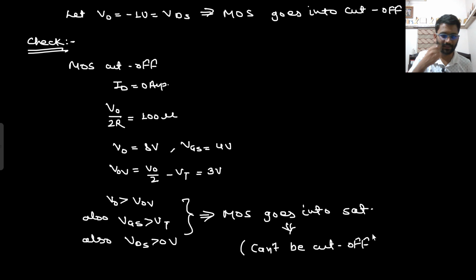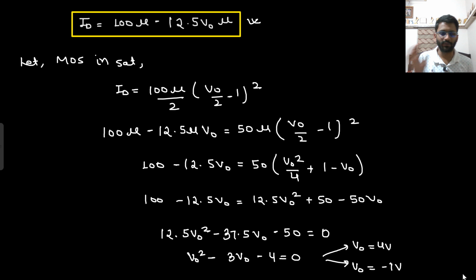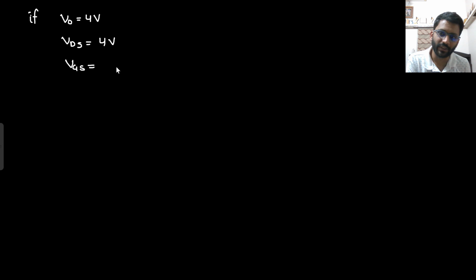Now we will take the second answer, that is 4 volt. If V naught is 4 volt, that means VDS will be 4 volt only, because V naught and VDS are equal. What will be your VGS? VGS will be 4 by 2, 2 volt. What is your VT? That is 1 volt. So what will be your V overdrive? That will be 1 volt only.